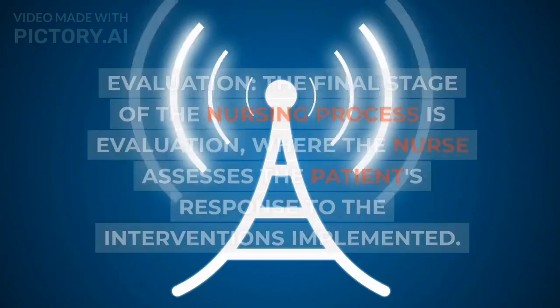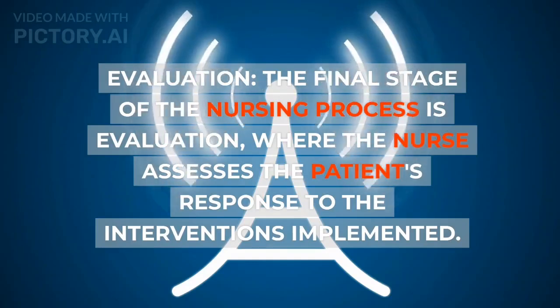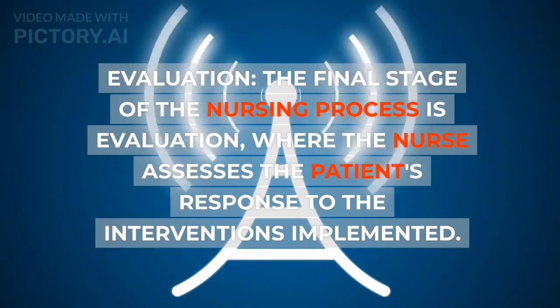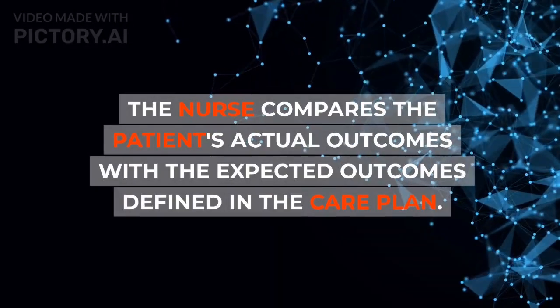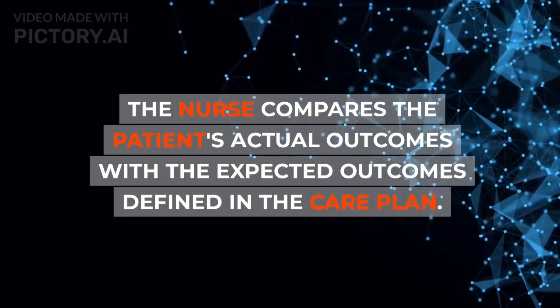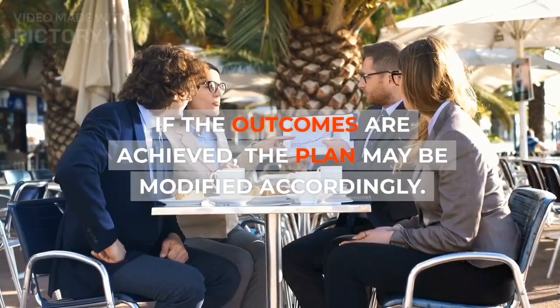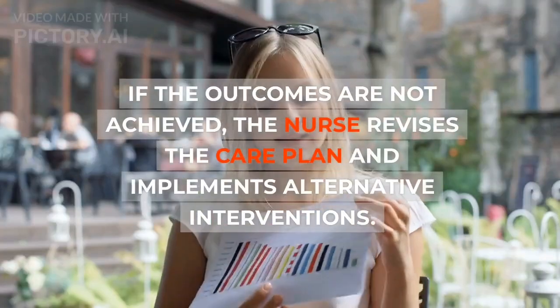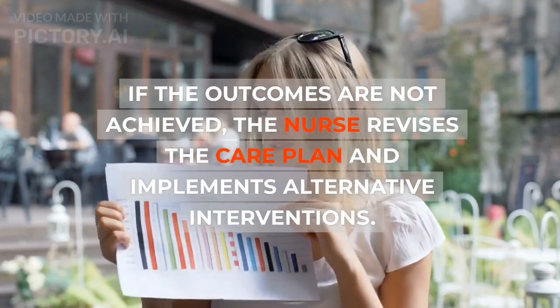5. Evaluation. The final stage of the nursing process is evaluation, where the nurse assesses the patient's response to the interventions implemented. The nurse compares the patient's actual outcomes with the expected outcomes defined in the care plan. If the outcomes are achieved, the plan may be modified accordingly. If the outcomes are not achieved, the nurse revises the care plan and implements alternative interventions.